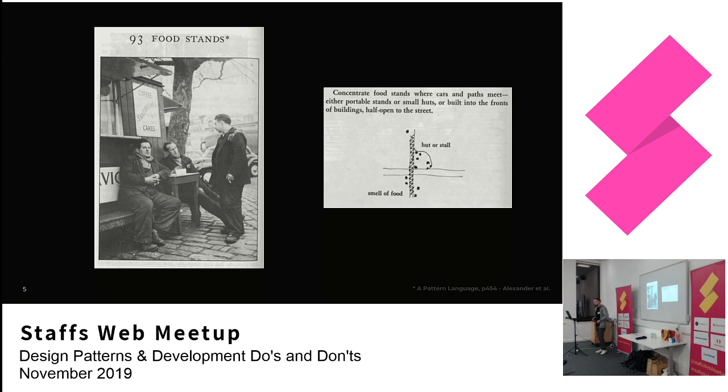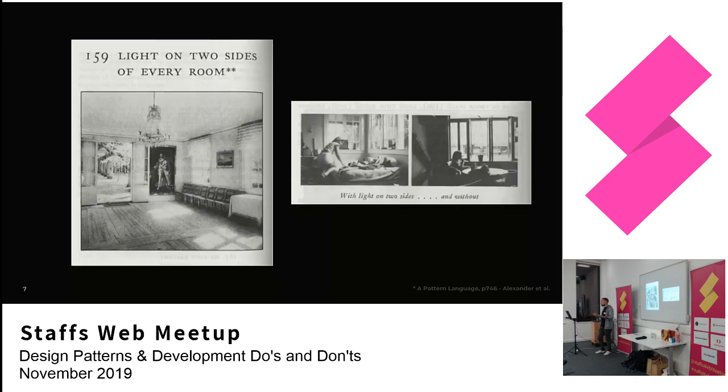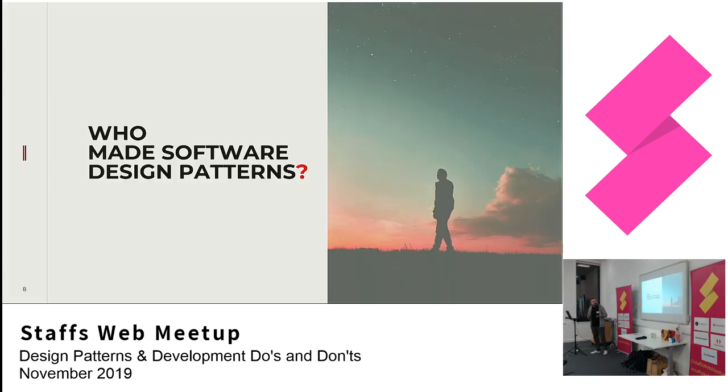They're talking about things like food stalls, like food stands, where to effectively place food stands in a community for maximum social benefit. Stair seats, how to effectively enclose a public space so people have somewhere to sit and they're facing in towards the action. Or something like light on two sides of every room, how to make aesthetically pleasing rooms, because apparently rooms with two natural light sources are more pleasing than a room with one natural light source. So a pattern is a solution to a commonly occurring problem in an environment, and that environment doesn't have to be software, it can be architecture.